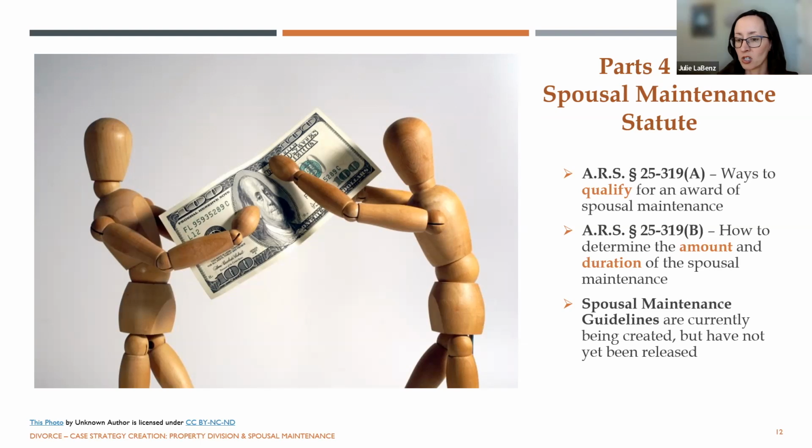Now, just this past year in 2022, the state legislature revised the spousal maintenance statute and said that the court has to follow guidelines in determining the amount of maintenance to award. But those guidelines haven't yet been created. We're anticipating they'll be released soon, but we don't have them yet. So it's a little confusing, and when we get those guidelines, I'll need to update this because that could result in some changes. I'll keep you updated on the guidelines. For now, 25-319 A and B are where you're going to find all your resources as far as what the law is for spousal maintenance.